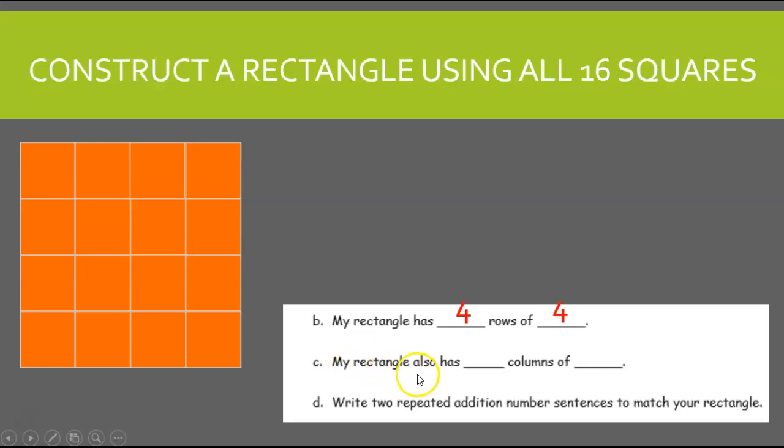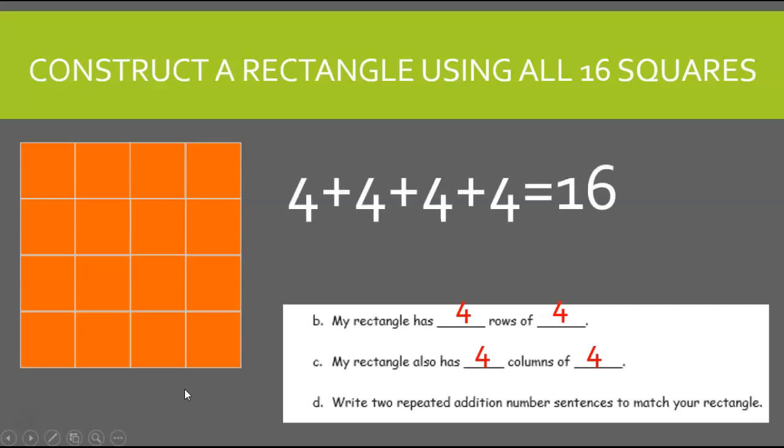C says my rectangle also has blank columns of blank. So how many columns do I have? Well, looking at my columns that go up and down, I have 4 columns. And how many tiles do I have in each column? I have 4. So then it wants us to write a repeated addition number sentence to match our rectangle. So I wrote 4 plus 4 plus 4 plus 4 equals 16. Now, either way, it's going to be 4 plus 4 plus 4 plus 4, whether I do it by rows or columns, because it is the same either way.